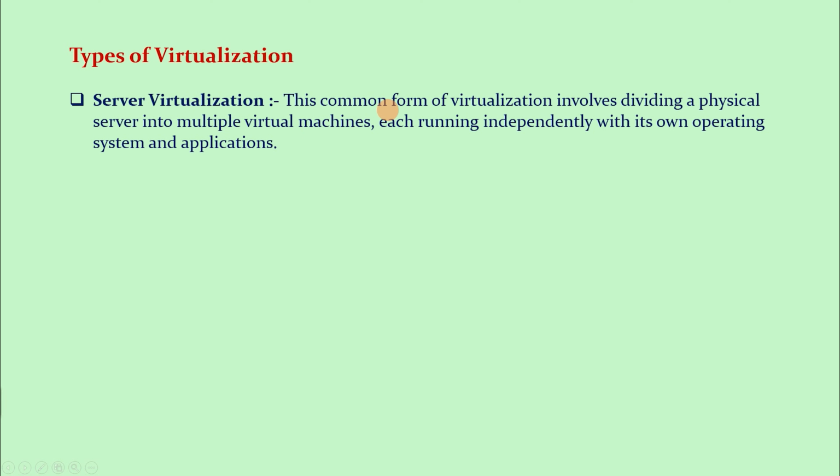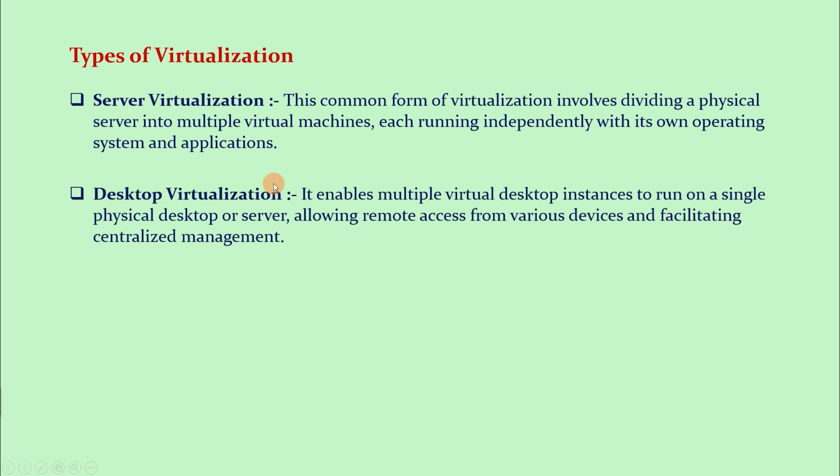Server virtualization. This common form of virtualization involves dividing a physical server into multiple virtual machines, each running independently with its own operating system and application. Desktop virtualization. It enables multiple virtual desktop instances to run on a single physical desktop or server, allowing remote access from various devices and facilitating centralized management.